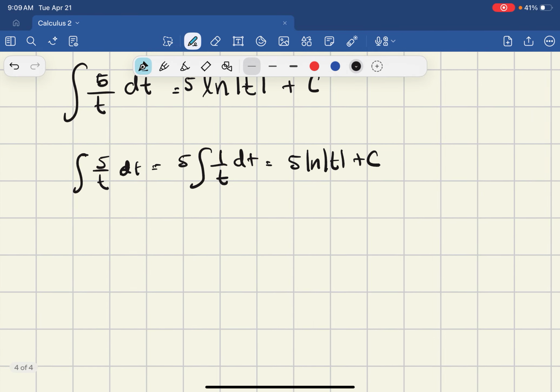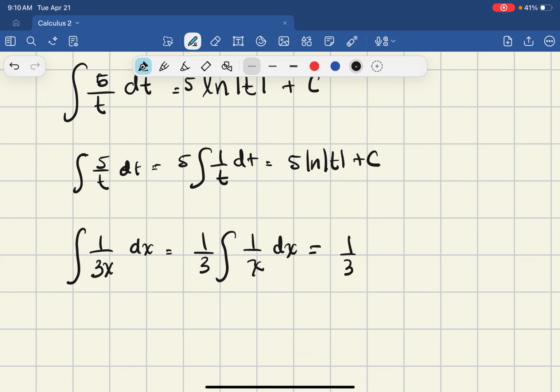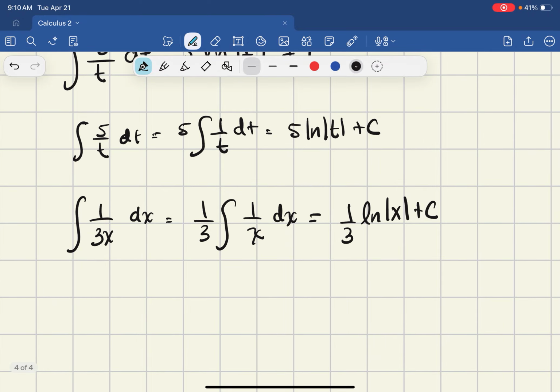Now let's look at another one. So let's say you have something like 1 over 3x dx, very similar. You can pull out the 1/3 right here, using the constant multiple rule. So you have 1 over x dx, and your answer would be 1/3 times the natural log of the absolute value of x plus c. Now, both of those follow directly from pulling the constant out and applying the rule. Nothing fancy, just make sure you're comfortable spotting the 1 over x in different forms.